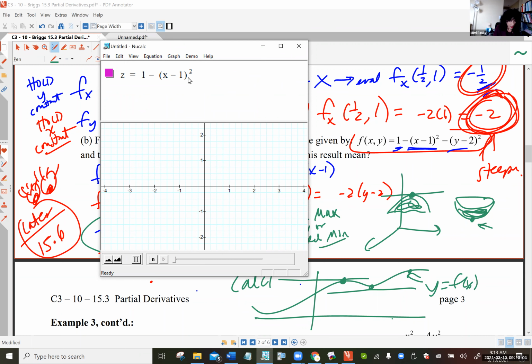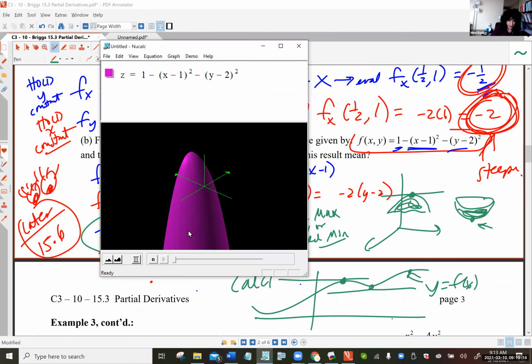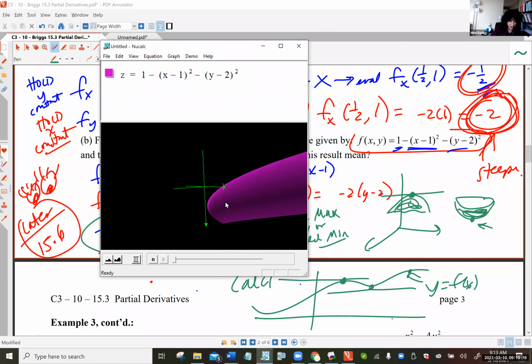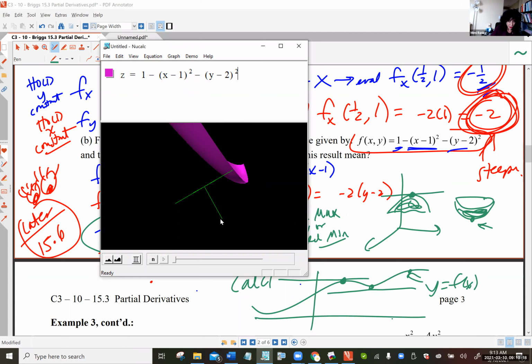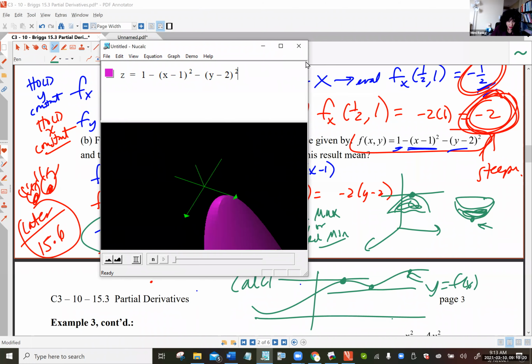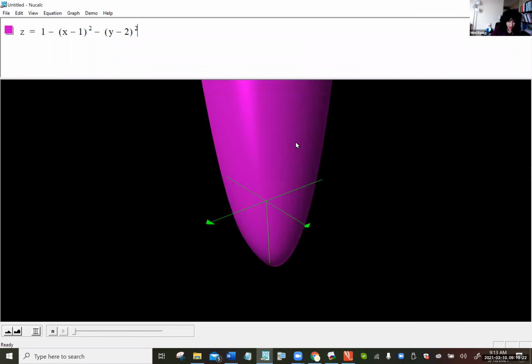Squared. And then minus the quantity y minus 2 squared. Let's see what it looks like. How bad could this be? Oh, it's only showing me a part of it. Whoa. Stop spinning. You're making me dizzy.